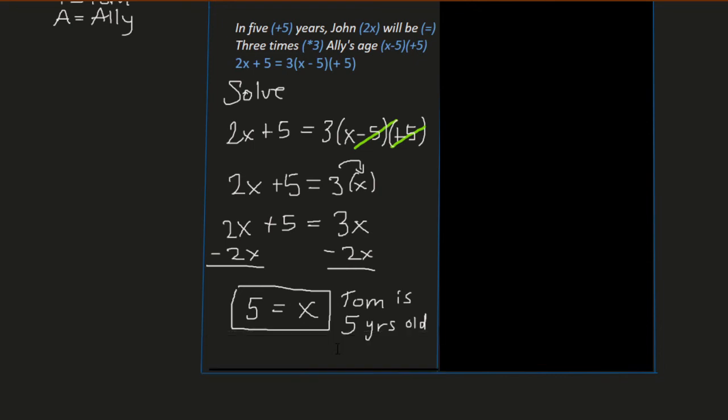We know that Tom is representative of x. That's what we were trying to find out. So x is the 5 that applies to Tom's age. Tom is 5 years old.